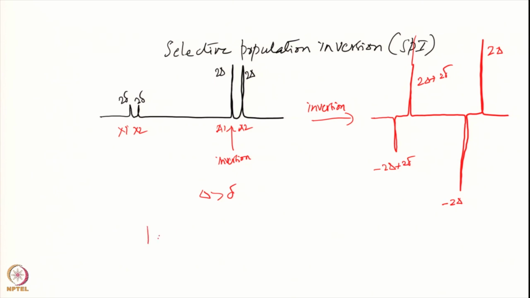What were the difficulties? Selectivity was an issue, selectivity is a problem, and we cannot do it in crowded spectra. Then we also have the positive and negative signals.